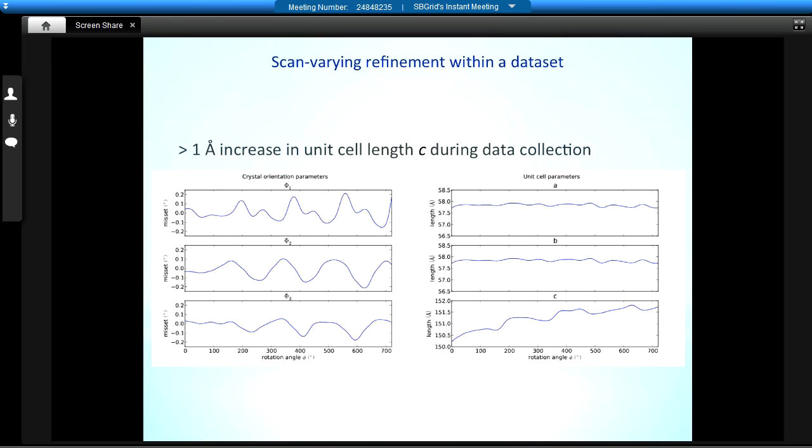So these are the three independent crystal rotation parameters. These are sort of periodic. They have a periodicity of 360 degrees, which I guess is expected. And then the unit cell parameters, the A and the B remain fairly constant, but the C-axis increases over time, as you would expect through radiation damage. You're evolving hydrogen gas and the crystal is expanding.